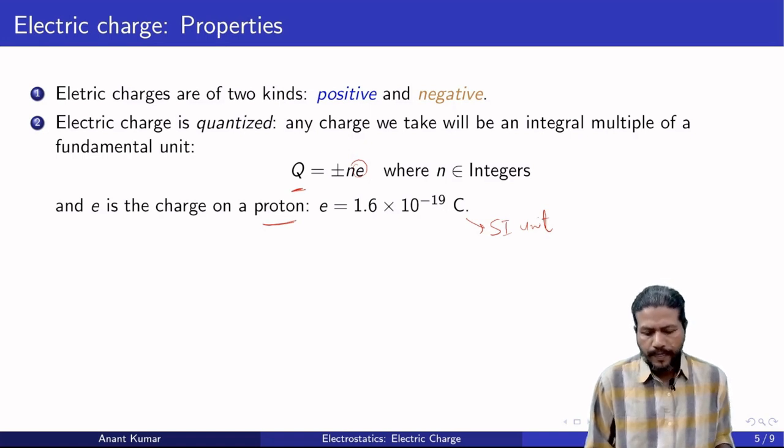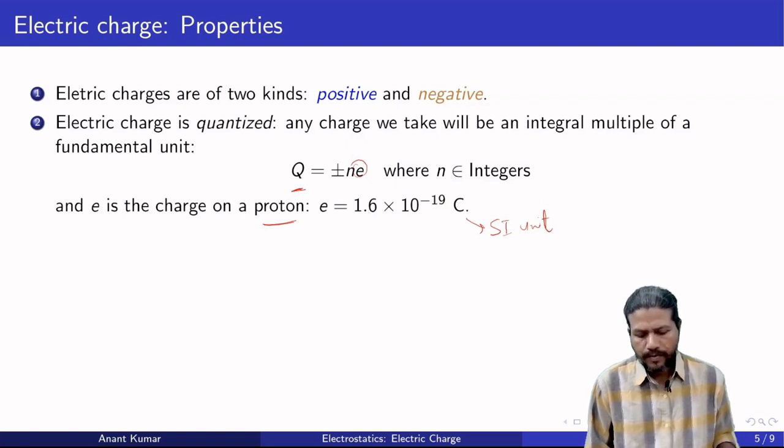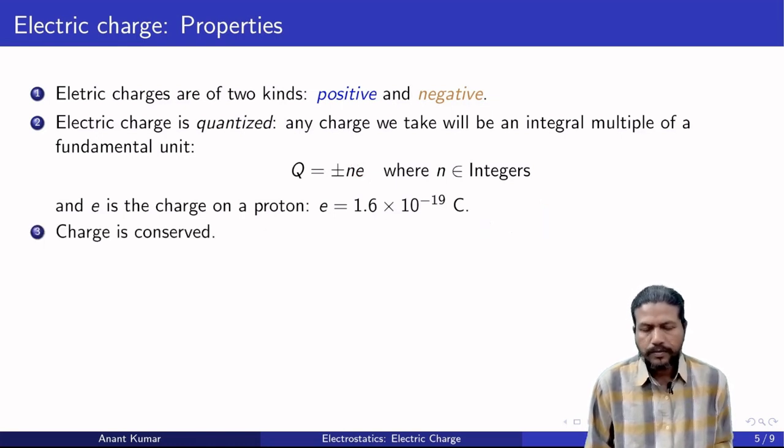Fine. You should also know that quite a while ago we learned that even the proton and the electron are actually made up of some more fundamental particles, which we call quarks. They are known to have fractional charges. However, so far they have not been isolated, as a result of which the quantization still has a basic unit of e itself.